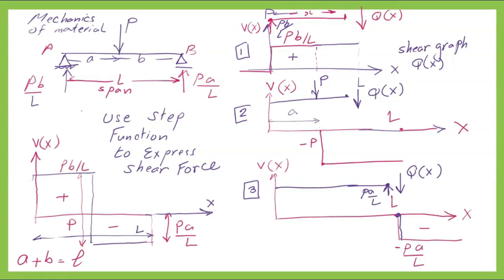To express the shear function by using step functions, we can consider the previous beam as an assembly of three step functions. The first case is the shear from the left reaction force, expressed as V of x equal to plus P multiplied by b divided by L, in the form of a step function with a rise equal to Pb over L that extends to the end of the beam.